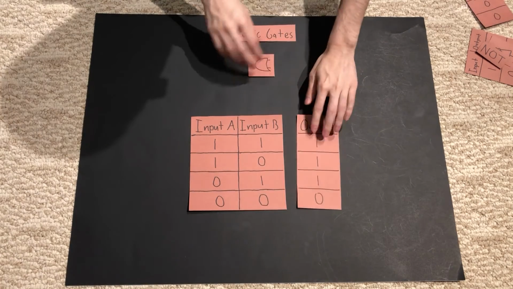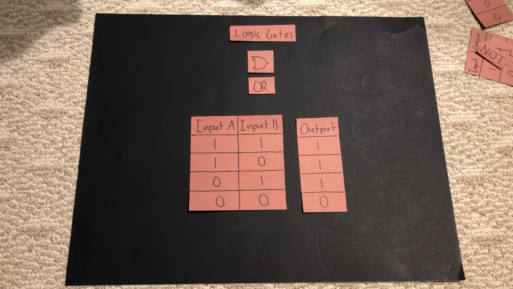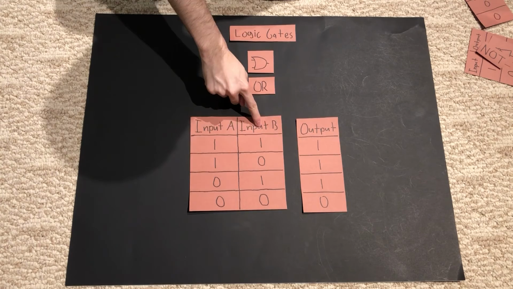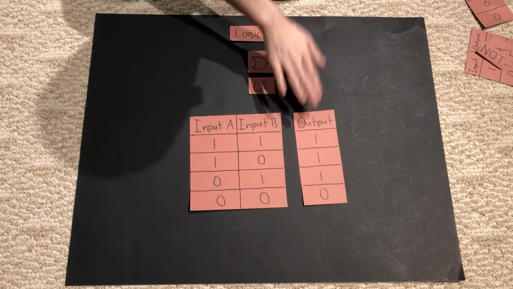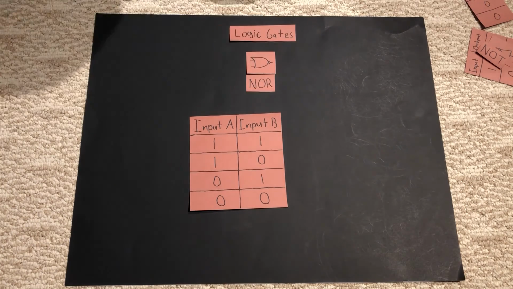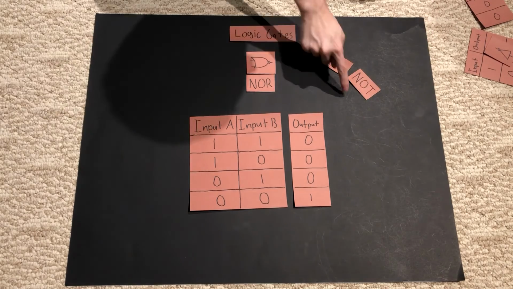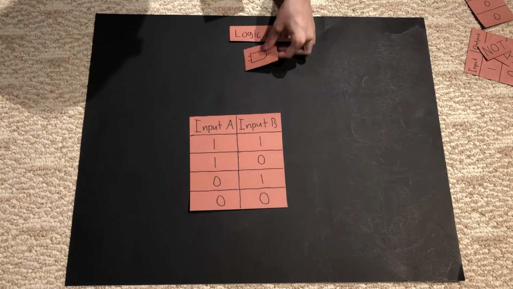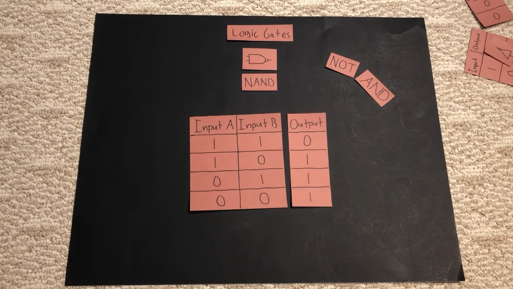Finally, the last basic gate is the OR gate. OR gates will output a 1 if at least one of the inputs is 1. Input A or input B can be 1, and the output will still be 1. These basic gates form the basis for more complex gates, like NOR and NAND. A NOR gate is an OR gate followed by a NOT gate, while a NAND gate is an AND gate followed by a NOT gate.